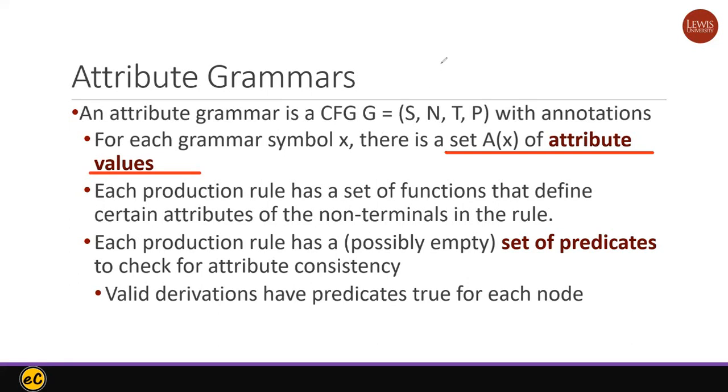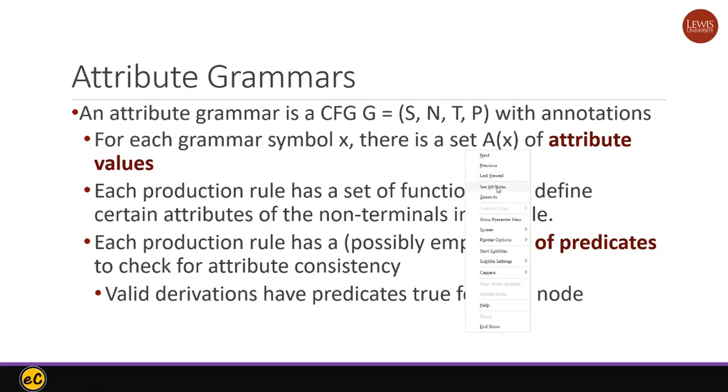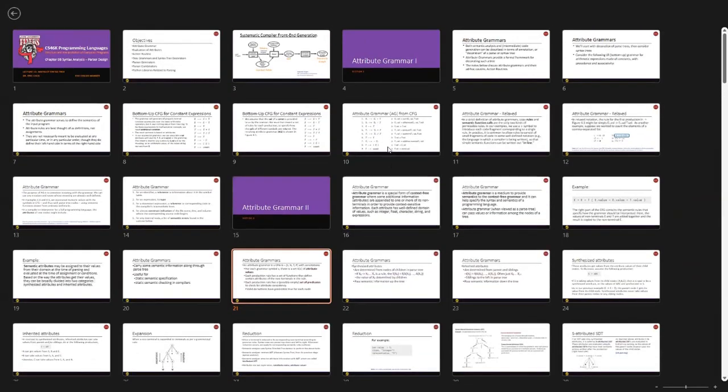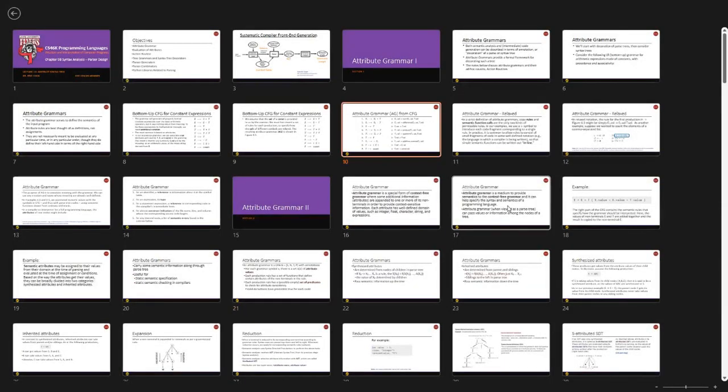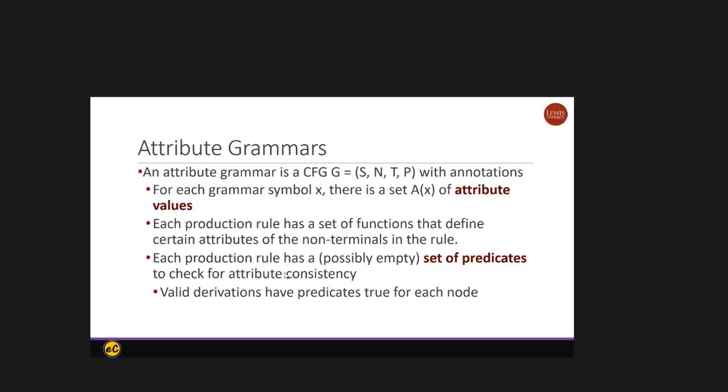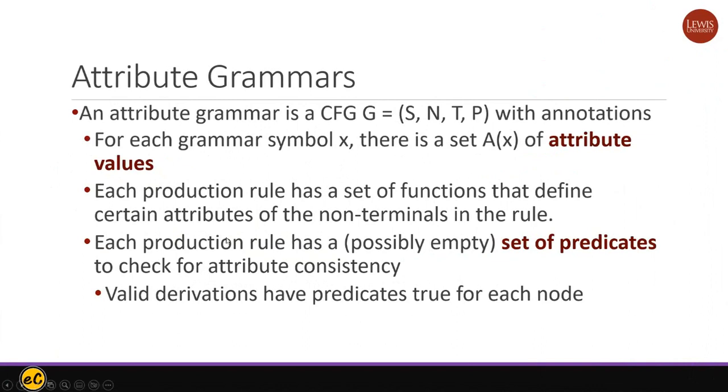Production rules are the left hand side rules, how each piece of data is being generated. And each production rule has a set of functions, that's the right hand side function. Each production rule also has a set of predicates checking for the attribute consistency.